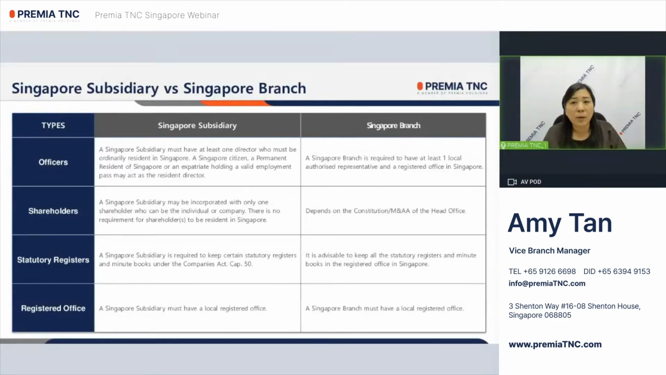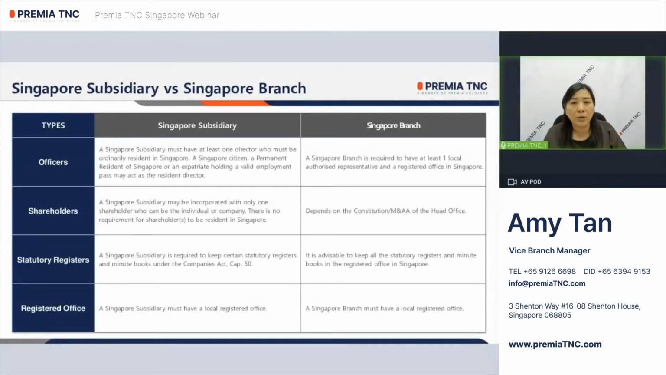Shareholders. A Singapore subsidiary may be incorporated with only one shareholder who can be an individual or company. There is no requirement for shareholders to be resident in Singapore. Singapore branch depends on the constitution or MAA of the head office. In regards to the statutory registers, a Singapore subsidiary is required to keep certain statutory registers and minutes books under the Companies Act Cap 50.